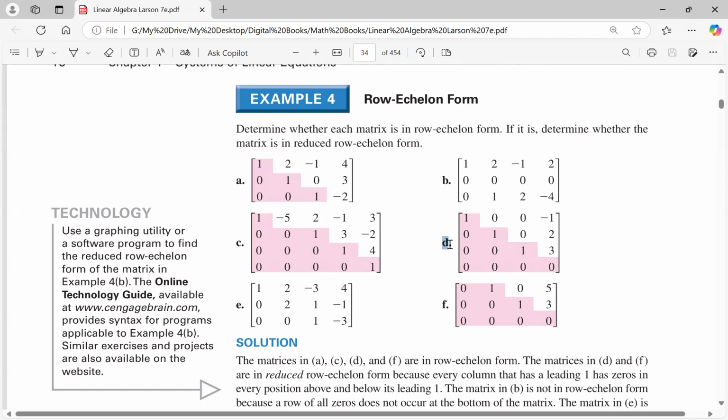Now look at D by contrast. In D, you have the main diagonal ones. It is in echelon. And look at the 0 above 1, 0, 0. That's good. This one, the middle column, the second column, directly above it, 0. So that is also in reduced echelon form.